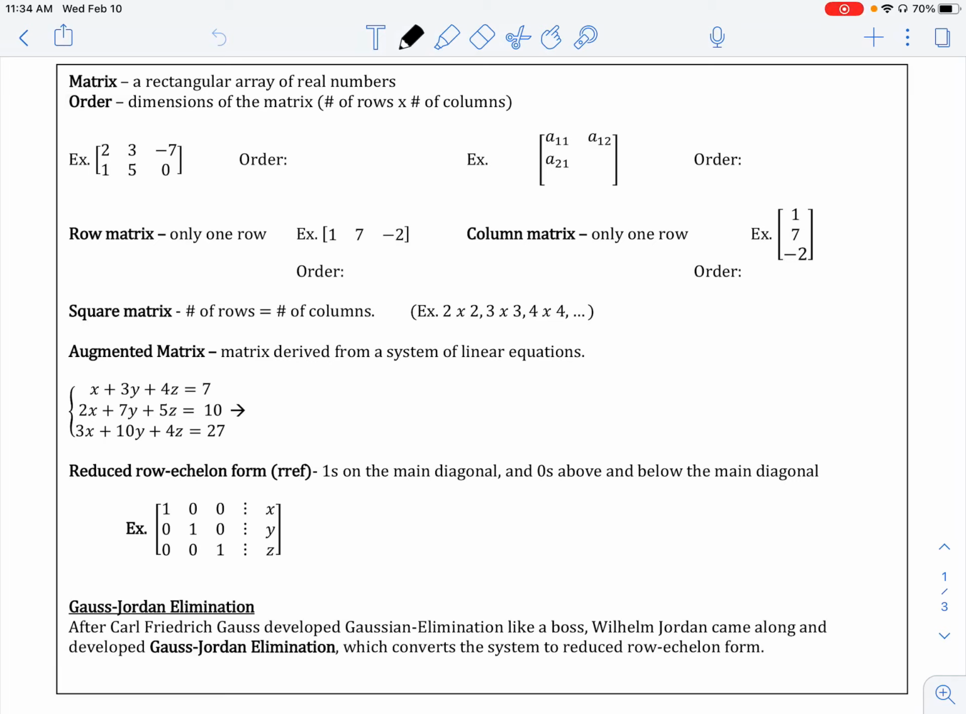Today, I want to discuss what a matrix is and how we can use a matrix to solve a system of equations, or one of the ways. So, before we go into some of these processes, let's go over some vocabulary. First off, what is a matrix?